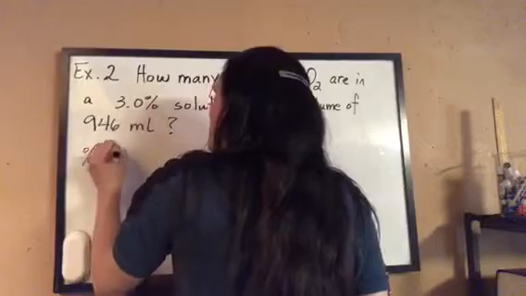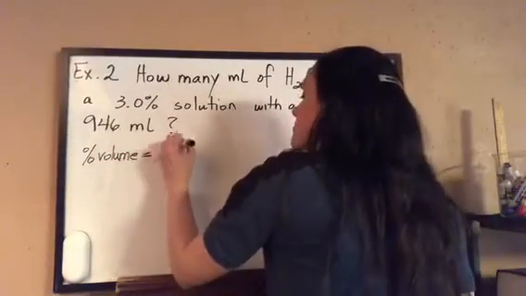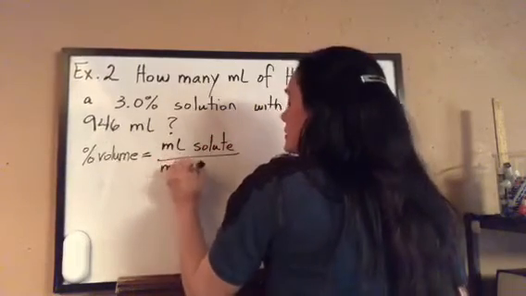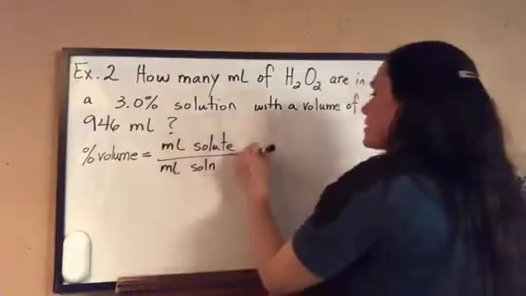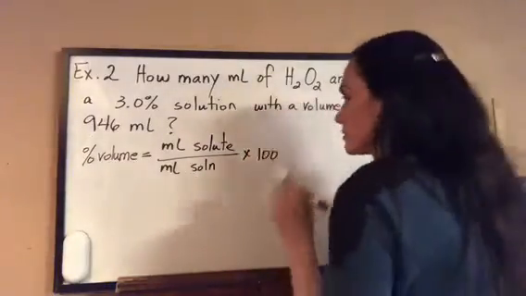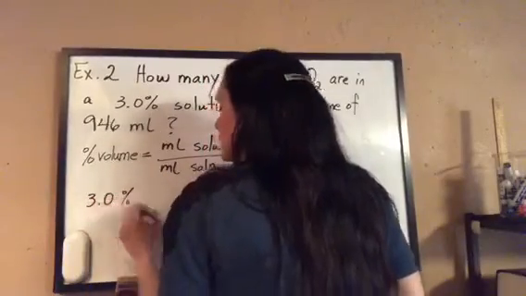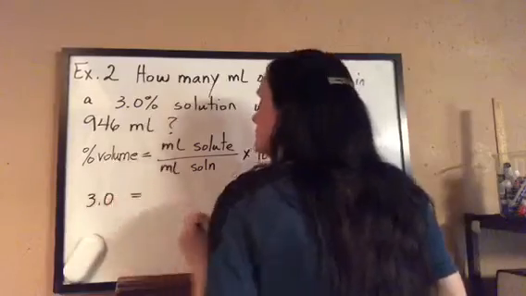So we have a volume concentration: milliliters of solute over milliliters of solution (abbreviated SOLN), times 100. So we know the percent. We know it's a 3% solution, so we can just put the 3 there.